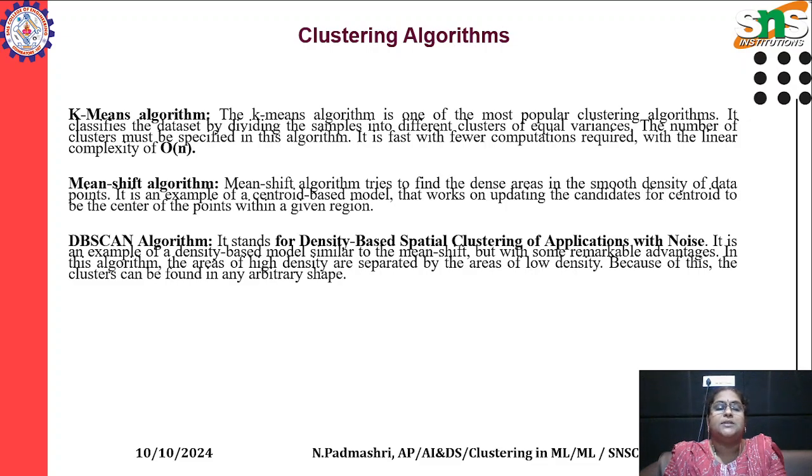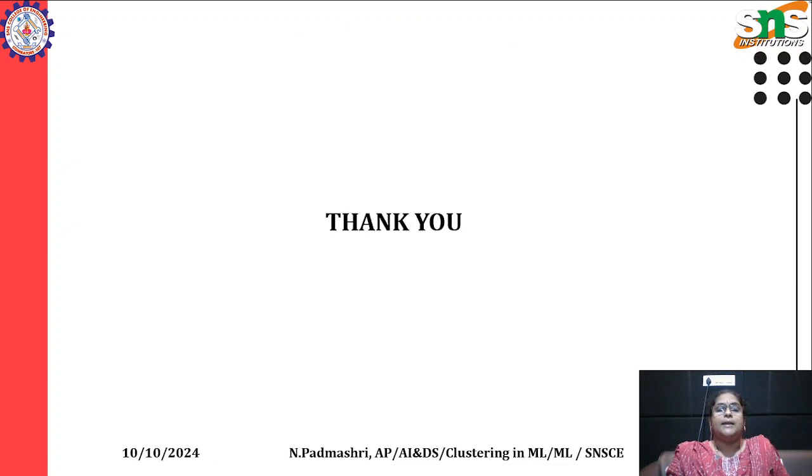The third one is the DBSCAN algorithm. You must have studied this DBSCAN in operating systems also, how it works. DBSCAN stands for density based spatial clustering of applications with noise. It is an example of a density based model. Mainly we use it over mean shift because it has some advantages. This algorithm focuses mainly on high density areas, which are separated by areas of low density. So this is the DBSCAN algorithm.